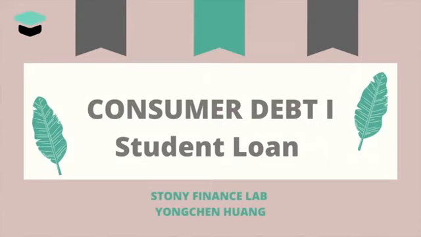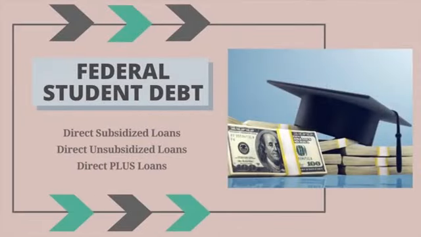My name is Yongchen. Our topic today is a branch of consumer debt, the student loan. First, let's begin with federal student debt. There are three different types of federal student debt. They are direct subsidized or unsubsidized loans, direct plus loans.